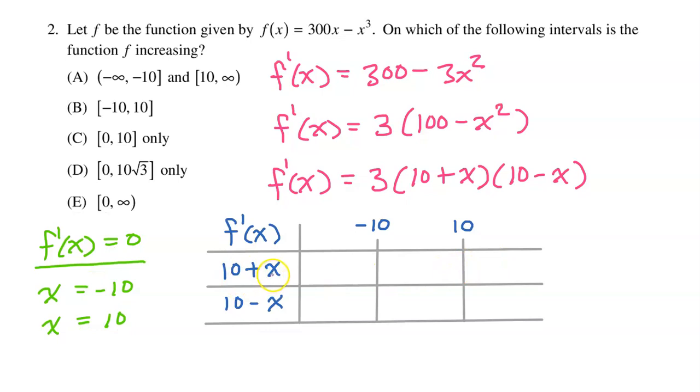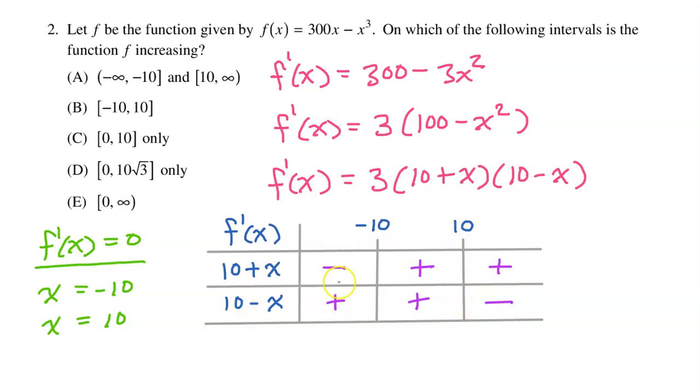X plus 10 is equal to 0 when x is equal to negative 10. So this is the cutoff. For values of x less than negative 10, this factor is negative. For values of x greater than negative 10, this factor is positive. 10 minus x equals 0 when x is equal to positive 10. So this is the cutoff. When values of x are less than 10, this factor is positive. For example, if x is 0, then you just have positive 10. For values of x that are greater than 10, this factor is negative.